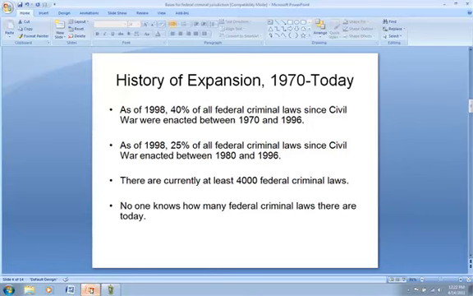There are currently at least 4,000 federal criminal laws, but nobody knows for sure how many there are. And that's in part because many federal regulations are cross-tied to federal criminal statutes in such a way that if you violate the regulation, you also commit a federal crime. And because there are so many federal regulations and because they change so often, no one knows, again, exactly how many of them can be prosecuted, violations of how many of them can be prosecuted as crime.